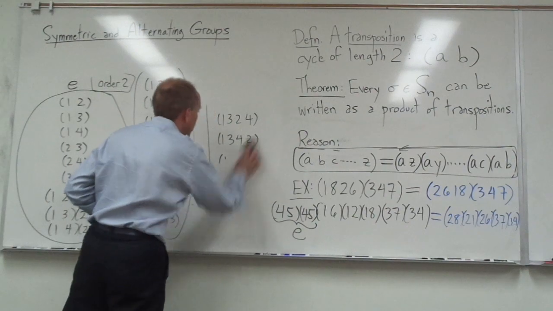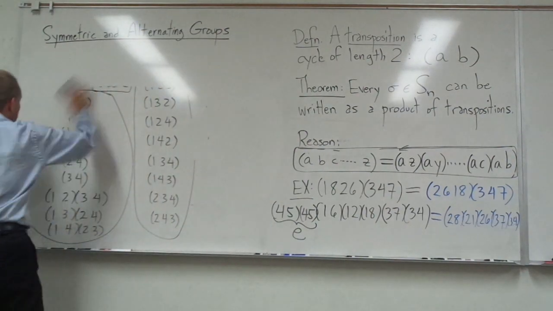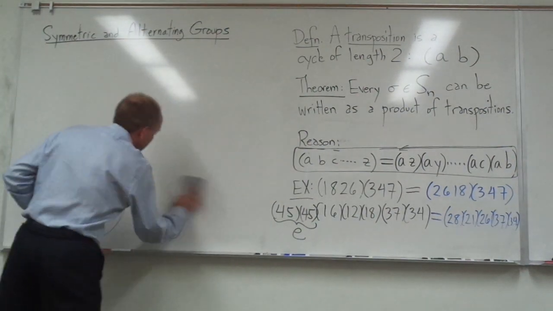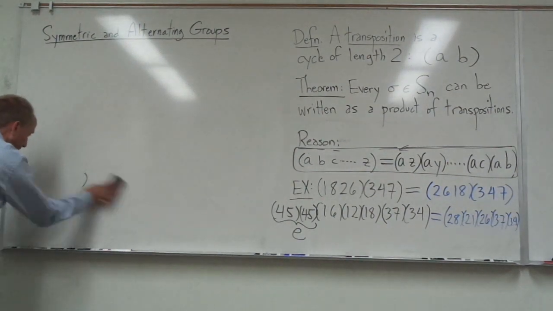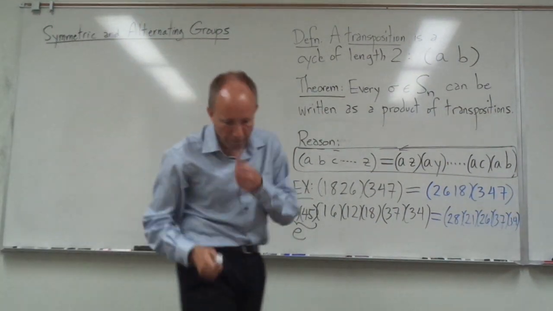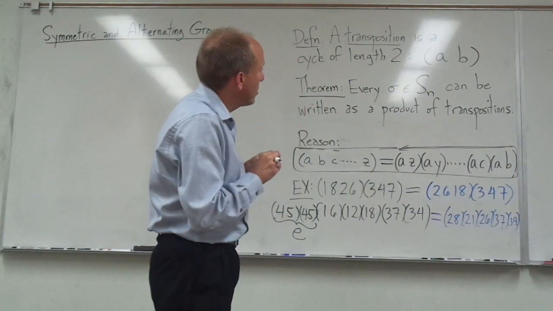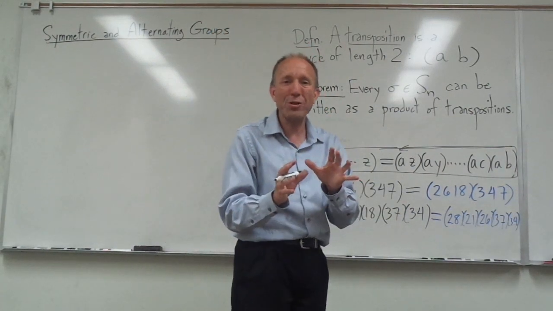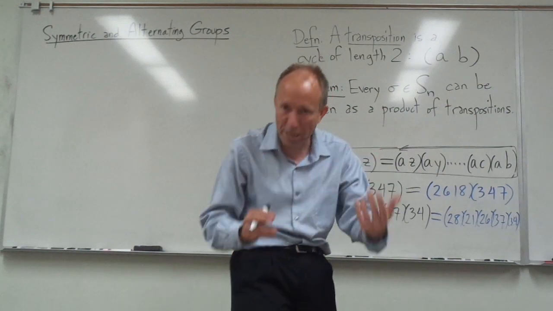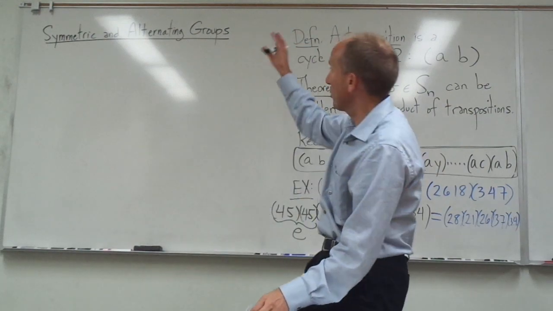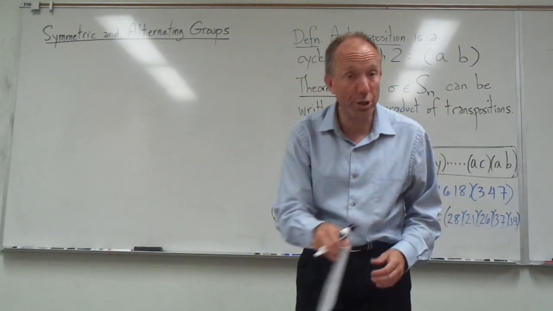We'll come back. I'll probably have to write it back up on the board again in a little bit. There's no uniqueness to this expression of sigma as a product of transpositions. However, there is something about this product of transpositions that is special. And this is going to lead us towards understanding what this alternating group is.